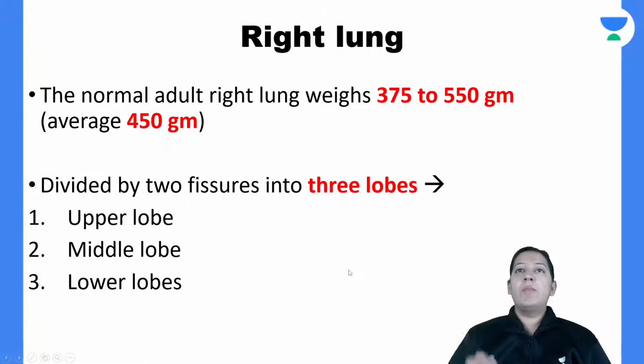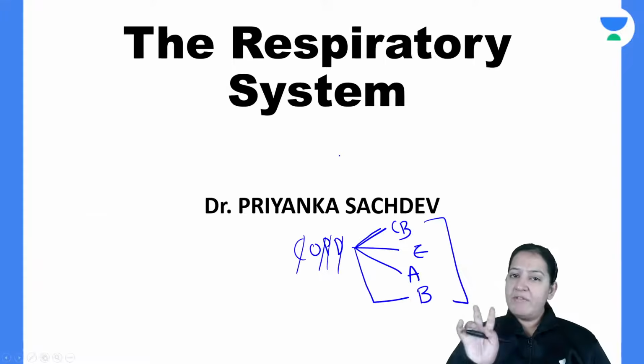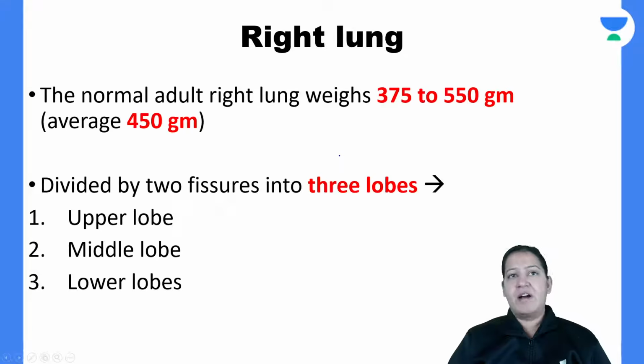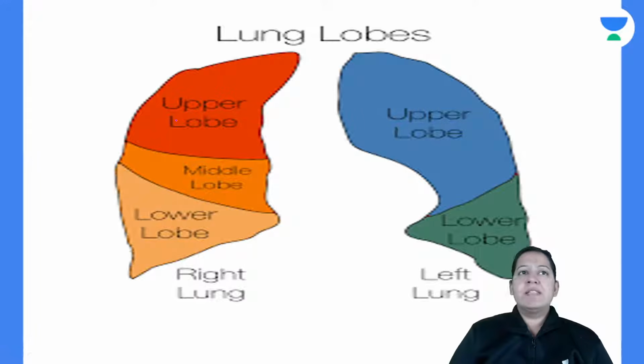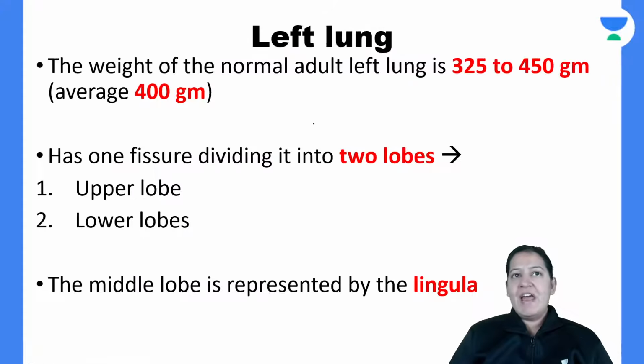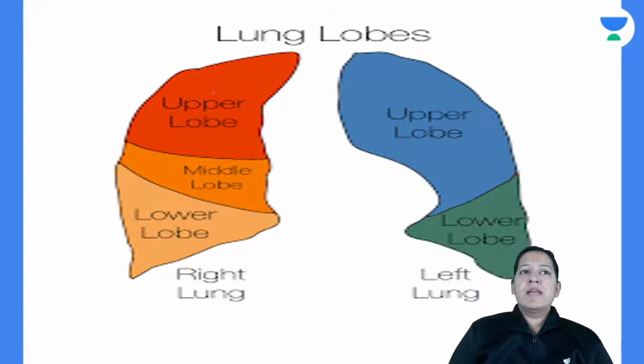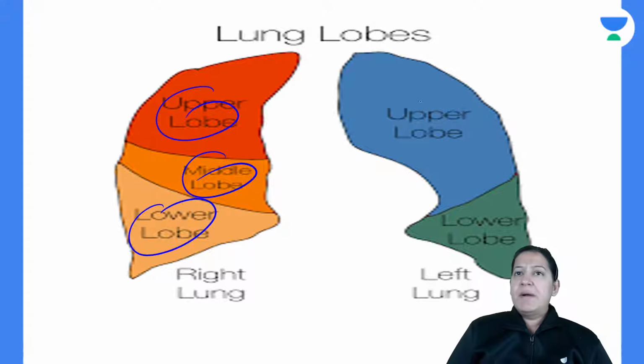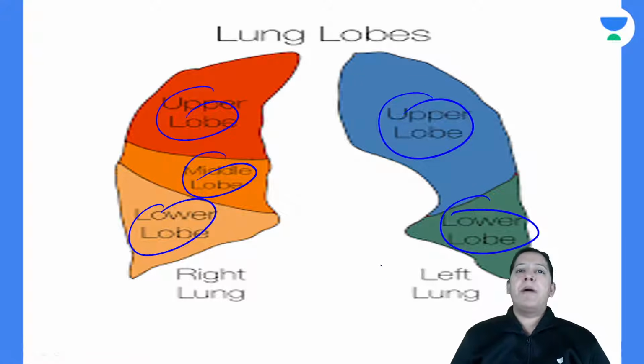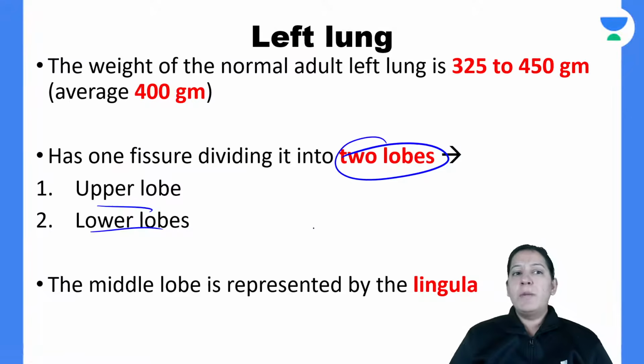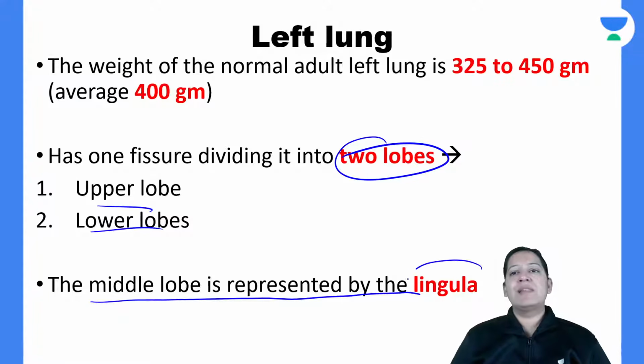So you know, in the normal respiratory system, humans have two lungs, right lung and left lung. The right lung has three lobes. You can see this is the right lung: upper lobe, middle lobe, lower lobe. And in the left lung, only two lobes are present, upper and lower. There is no middle lobe. So the middle lobe of the left lung is represented by a small segment known as the lingula.